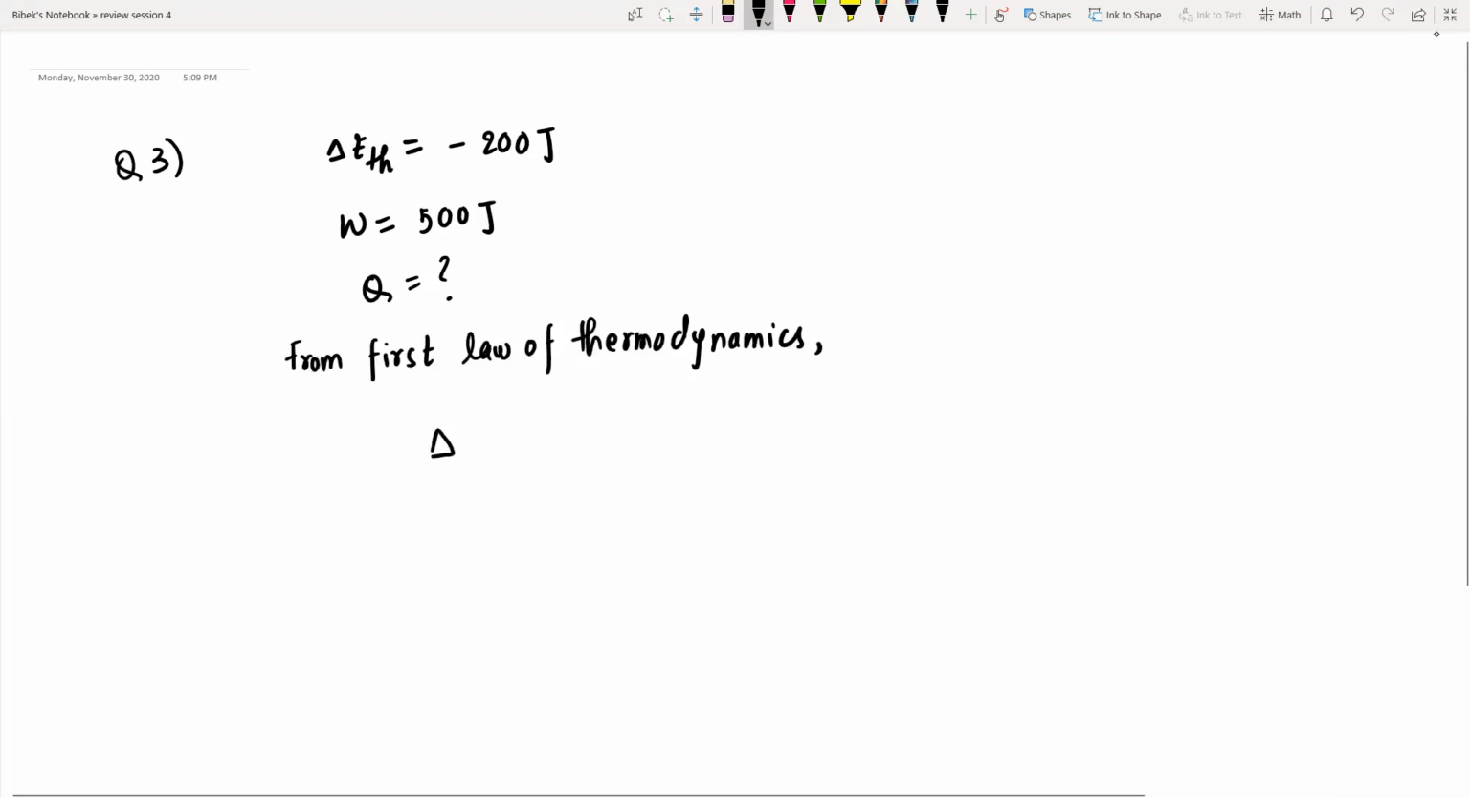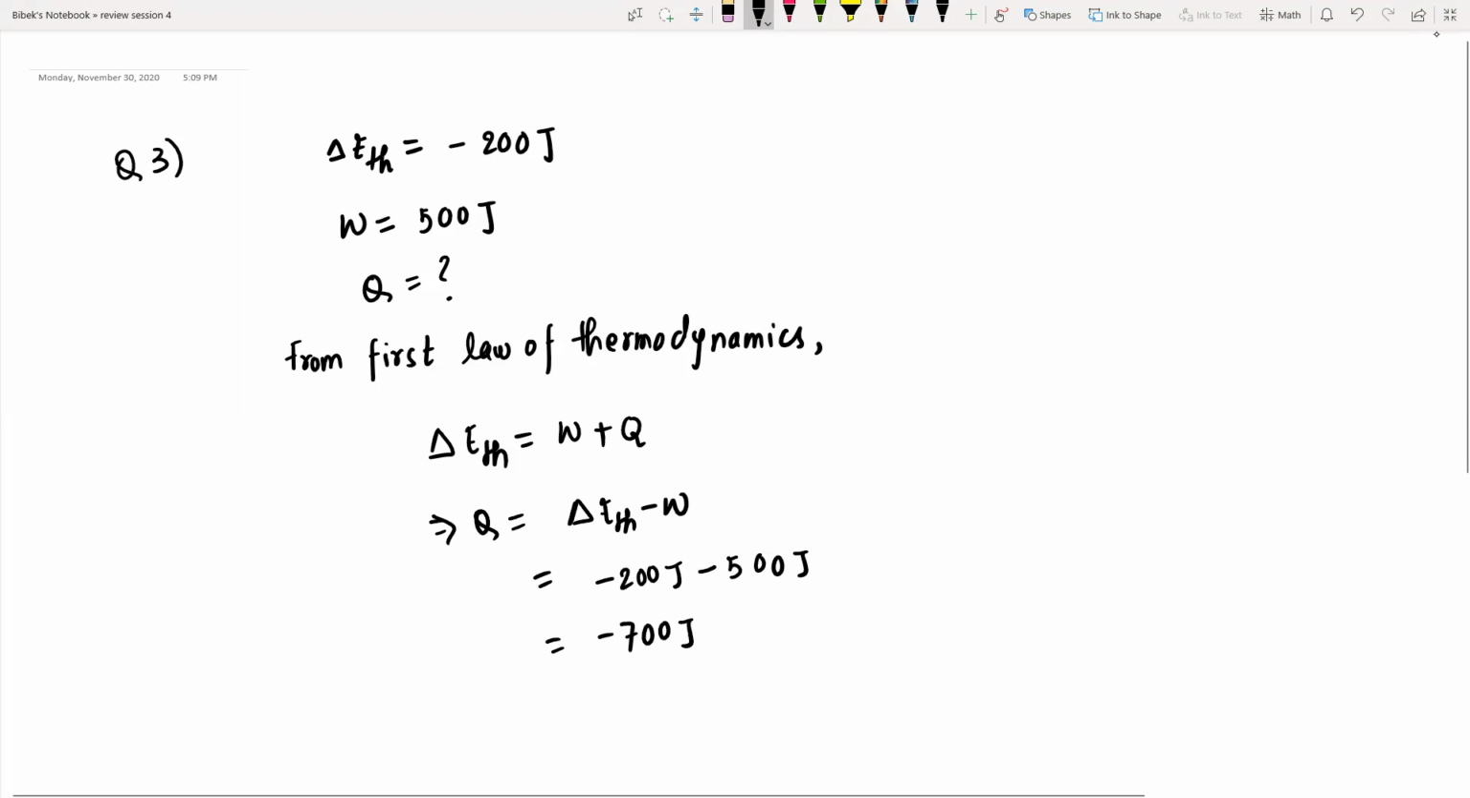you can say that your delta E thermal is work done plus heat transfer. So that means your Q is delta E thermal minus work done, and that is negative 200 joules minus 500 joules. So in total you are losing 700 joules. So the heat is going out of the system. If this is your system, then heat is going out. So your Q is less than 0.